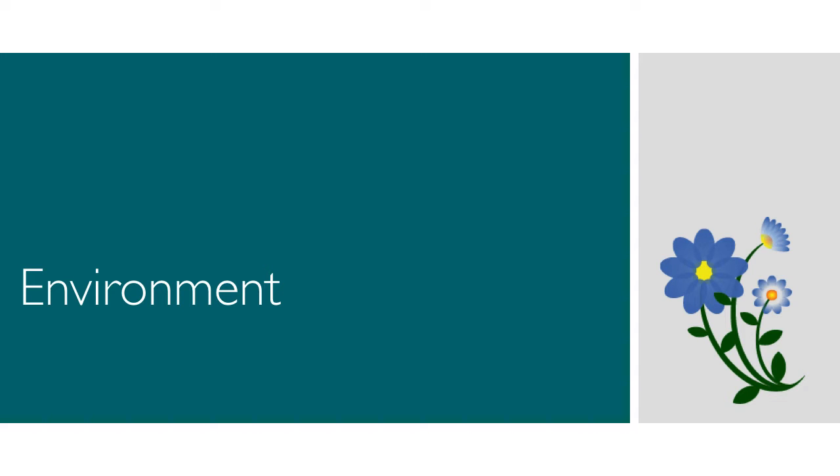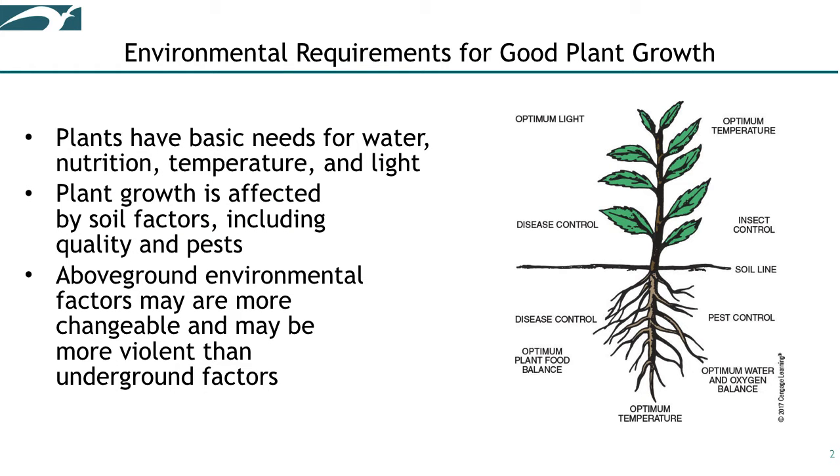Hello, today we will be looking at the environment as well as the environmental requirements for good plant growth. Note, plants have basic needs for water, nutrition, temperature, and light. Plants' growth is affected by soil factors, including the quality of the soil and the pests that you will find in the soil, the above ground environmental factors, as well as the below ground environmental factors.